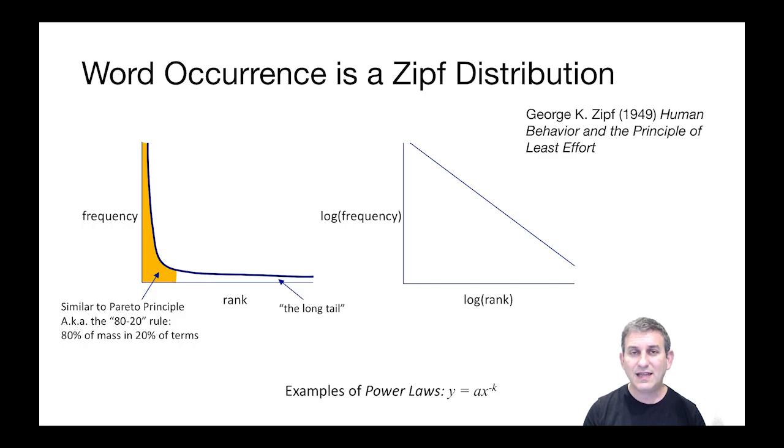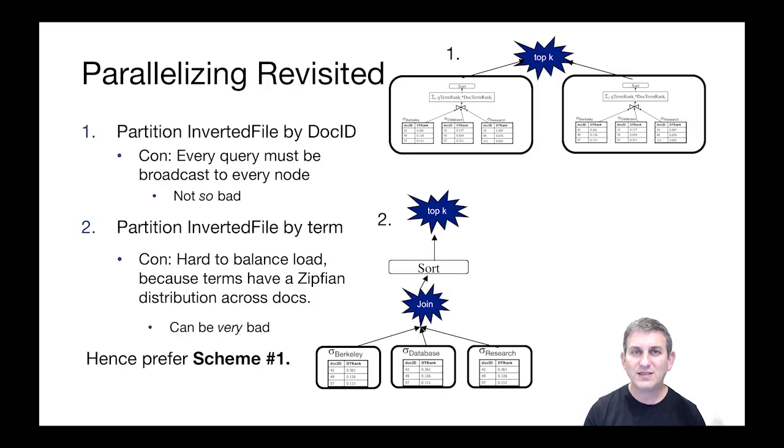More generally, this class of functions are called power laws. They're laws where we have a function of the form y equals a x to the negative k. Okay? And that describes the curves you see above. Well, when you have these hot-cold distributions or these 80-20 distributions, this affects the way that we want to partition work. All right, and keep that in mind as we talk about the pros and cons of these two schemes.